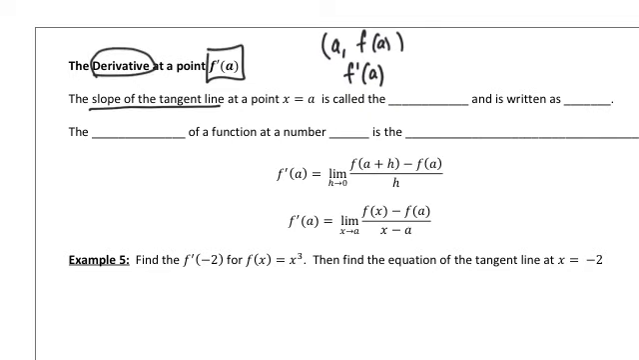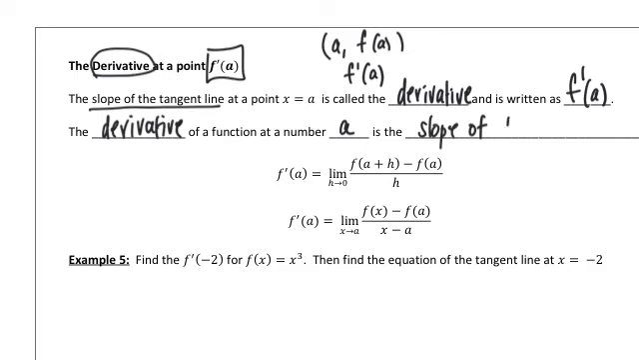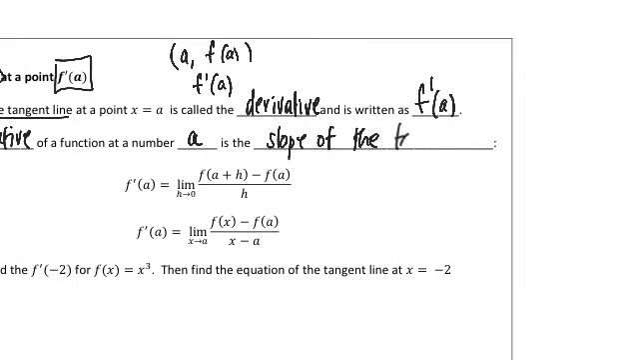So the slope of the tangent line at a point x equal to a is called the derivative and is written as f prime of a. The derivative of a function at a number a is the slope of the tangent line at that point (a, f of a).